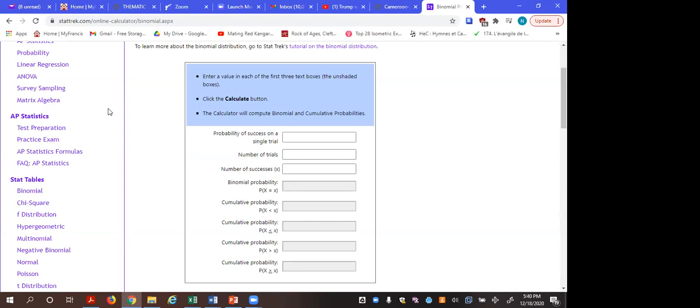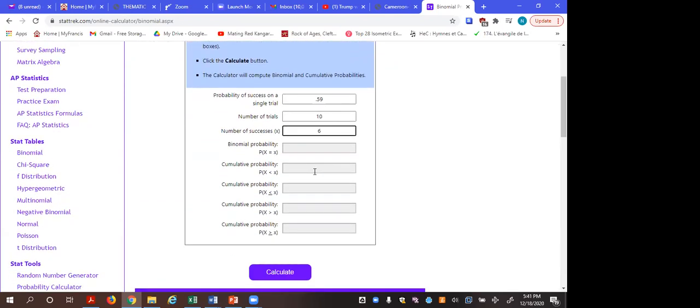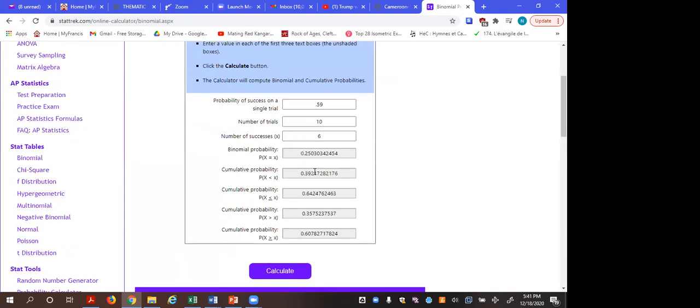Yes. Okay. So in the example that we had, we wanted the probability that there were 6 successes. Here, the probability of success on a single trial is p. It was 0.59, so I type here 0.59. The number of trials was 10, and the number of successes in our question is 6. Once I have this, I press calculate. It gives me several answers.